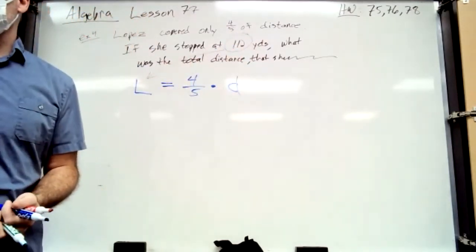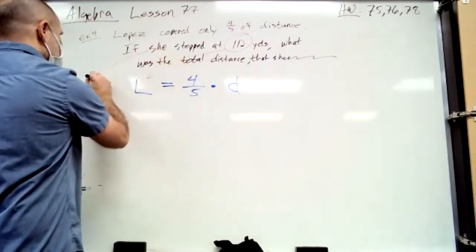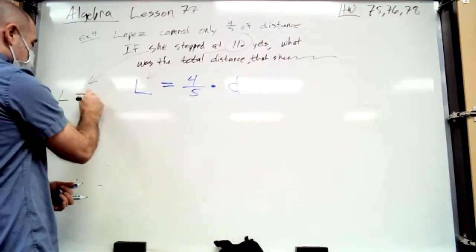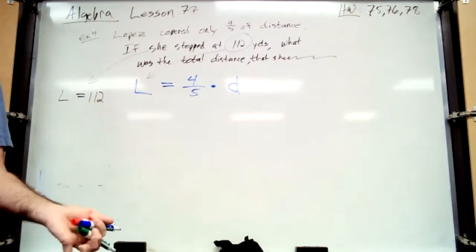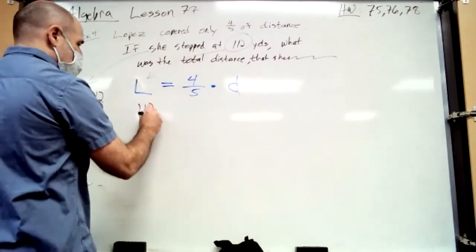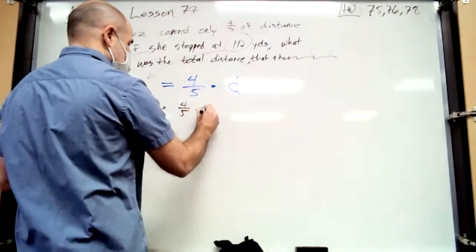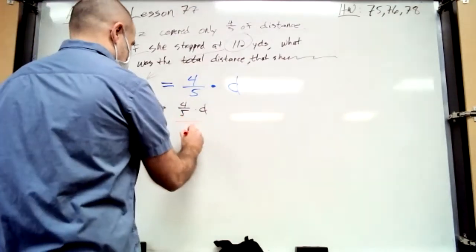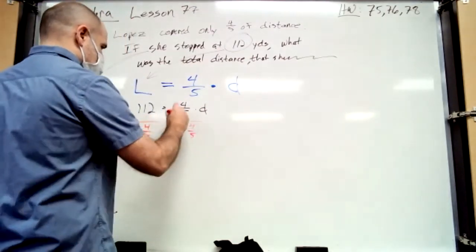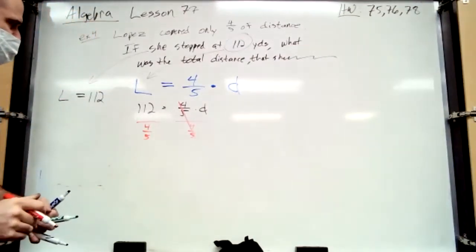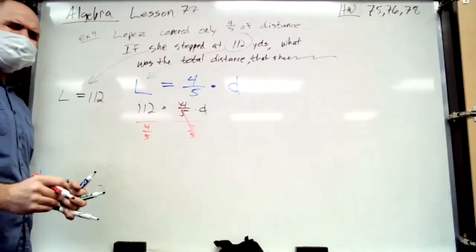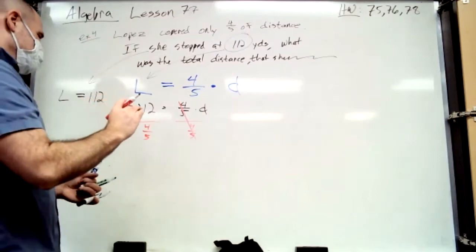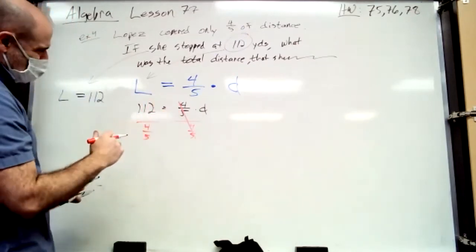Well, you could do another equation. If she, what's she again? L, stopped, that's a verb, at 112, look what L equals. 112. So this is 112 equals 4/5 D. You know how to solve that equation. How do you solve that equation? Divide by 4/5. Okay. So divided by 4/5, that's 28 times 5.